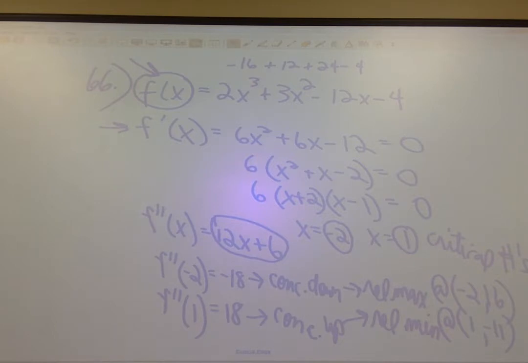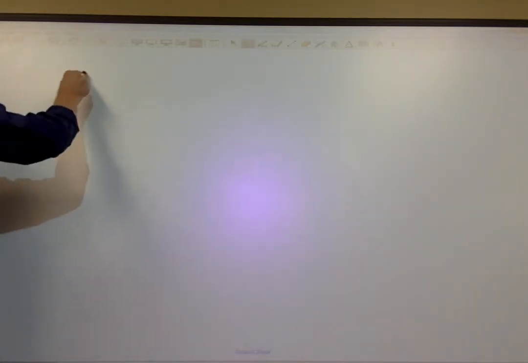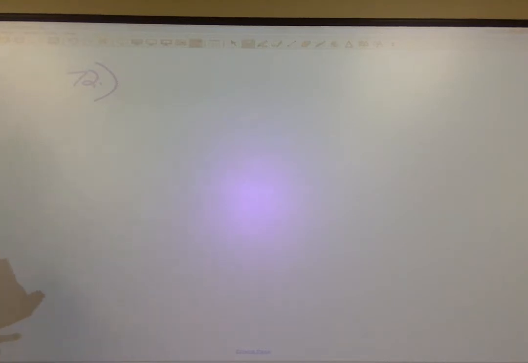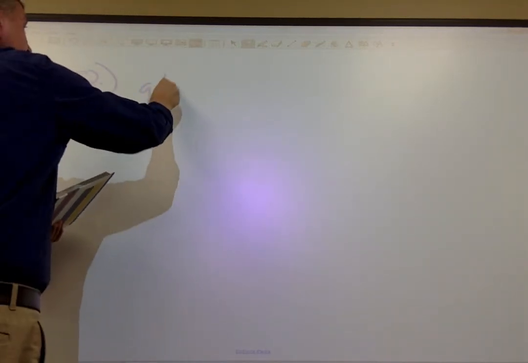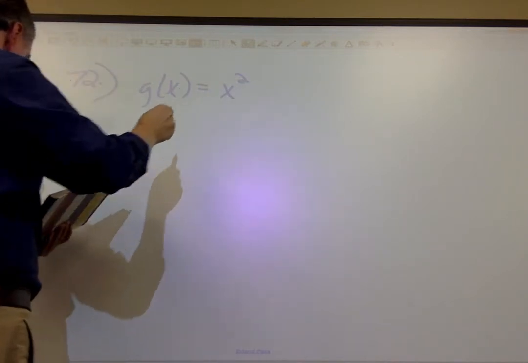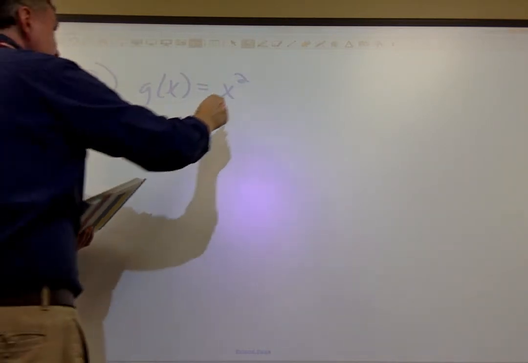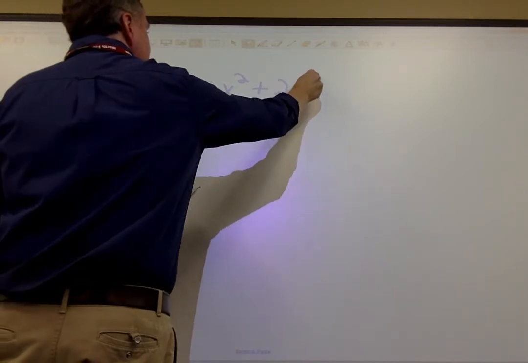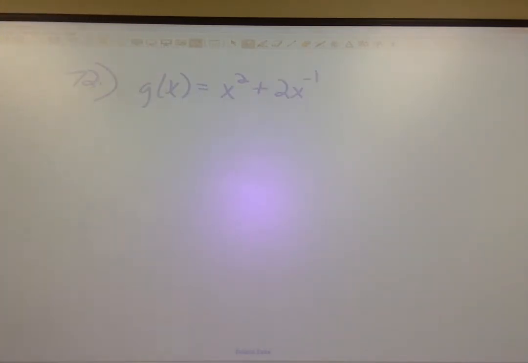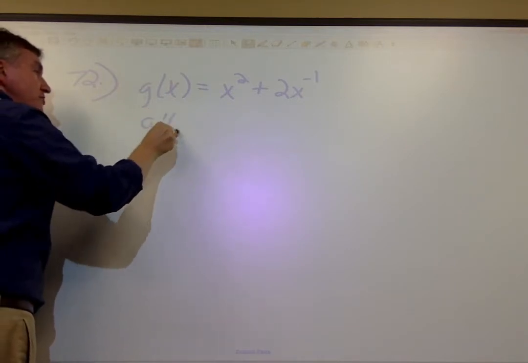That's good. Why don't we try 72? See how we do on that. 72 looks innocent, but really, g of x equals x squared plus 2 over x. How could I write that? I like that, because we're going to be taking derivatives, so I'm going to write it like that. Alright, so what is g prime of x?